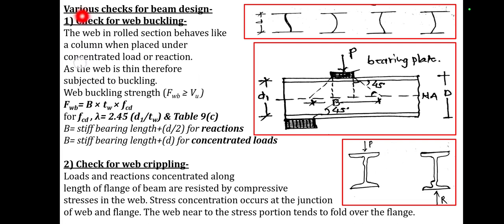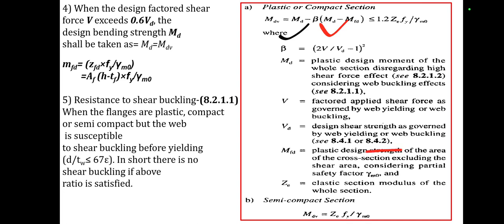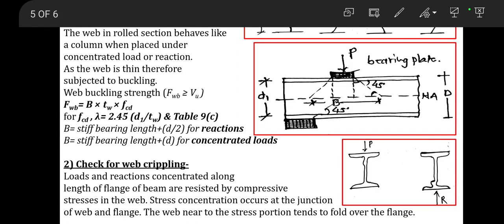Whenever the beam in a rolled section behaves like a column when placed under the concentric load or the reaction, as the web is thin, therefore it is subjected to the buckling. If you observe this diagram, these are the patterns of the web buckling. The web buckles like a column here. This is 1, this is 2, this is 4.